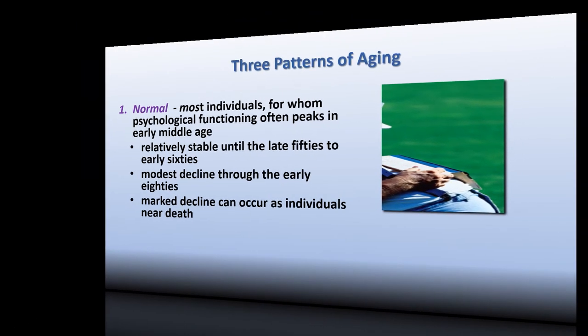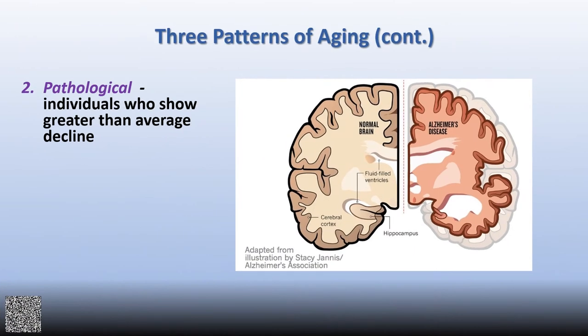So next. In developmental psychology, pathological refers to when it's not the average, not what you would consider normal, and the way that it's not normal is in a way that, without sounding too value judgy, you would call negative, right? Worse than average. Individuals who show greater than average decline.